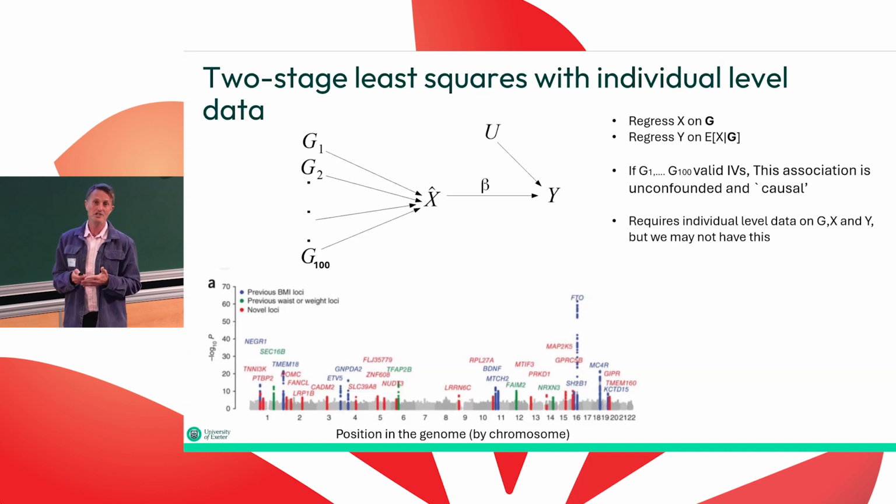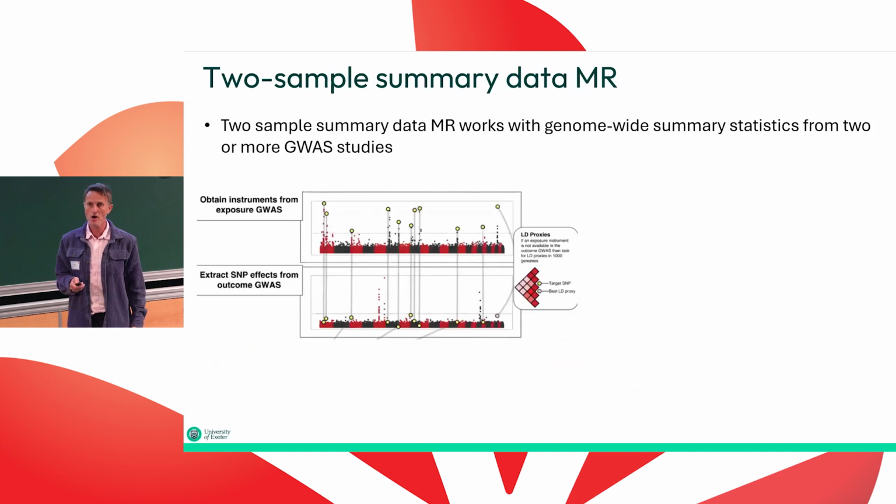Now this approach actually requires individual level data. So it requires a data set where you have measured someone's genetics and the exposure you're interested in, like BMI, and the outcome that you're interested in as well. And it's not always the case that you have a single data set that has all of those things measured. So a much more widely applicable version of this approach is called two-sample summary data MR.